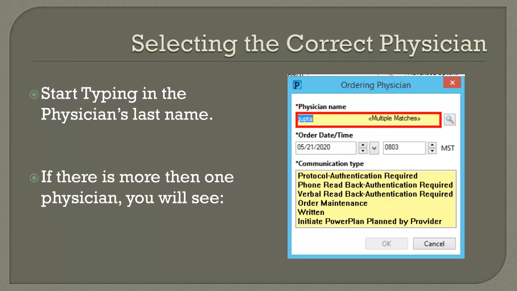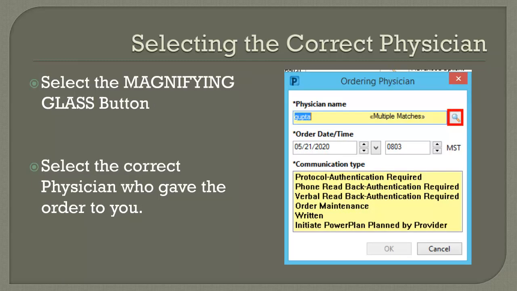For now, we're going to pretend as if we received an order from a physician. To do so, you start typing in the physician's last name. For instance, over to the right, you see I've typed in the last name of Gupta. If there is more than one physician with that last name, you will see multiple matches next to the name that you typed in. Select the magnifying glass button in order to select the correct physician who gave the order to you.